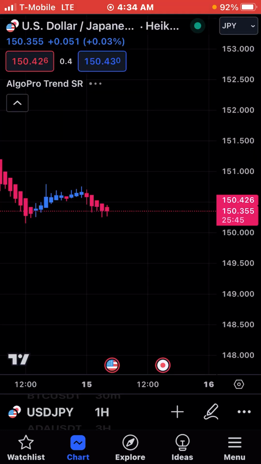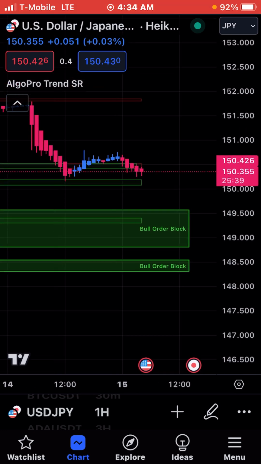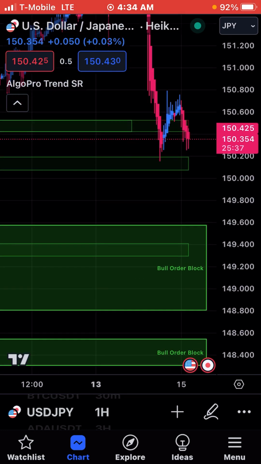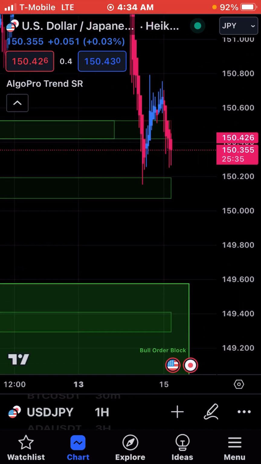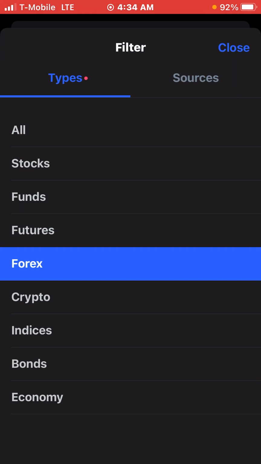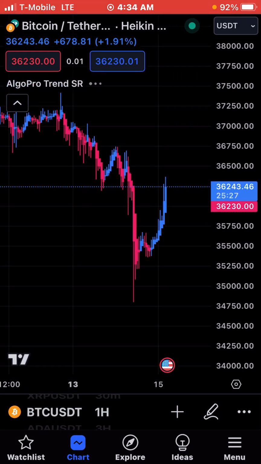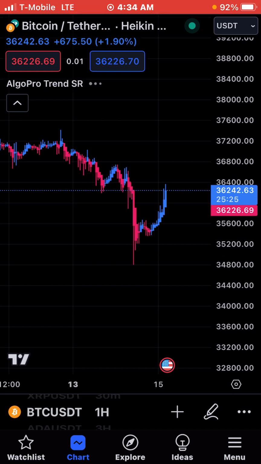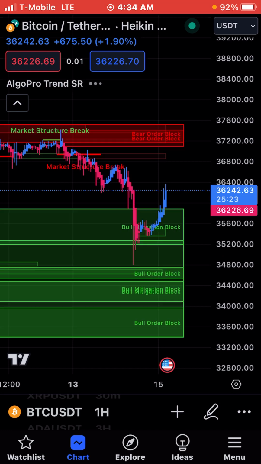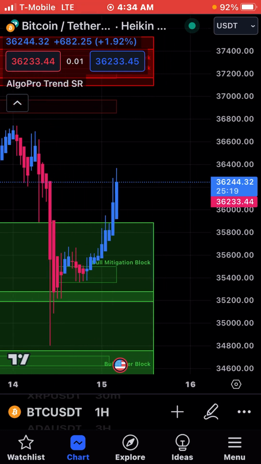Trend. Was this one Trend? Let's see what this one picks up. So this one picks up order blocks. So this picks up moments where it could do a... Well, let's go back to Bitcoin. Let's go back to Bitcoin. Okay, this one picks up the order blocks. So, good to know.